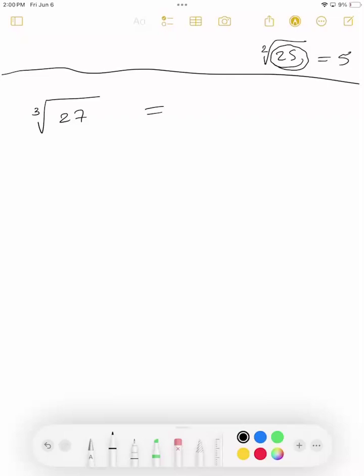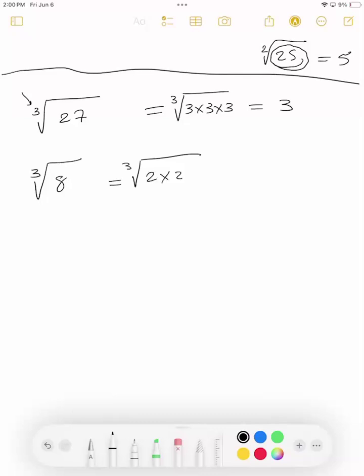But when you have 3 here, that means you are looking for 3 numbers times itself to give you 27. And such a number is 3 times 3 times 3. And the answer is 3. How about if I say, what is the third root of 8? What number do I multiply by itself 3 times to give me 8? The number is 2. 2 times 2 times 2 is 8, so the answer is 2.